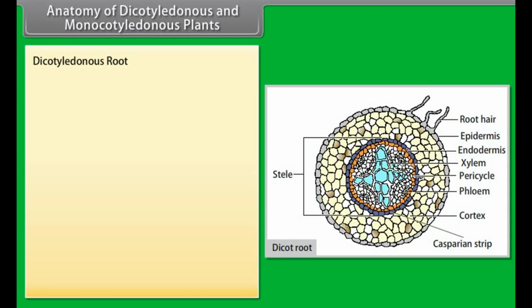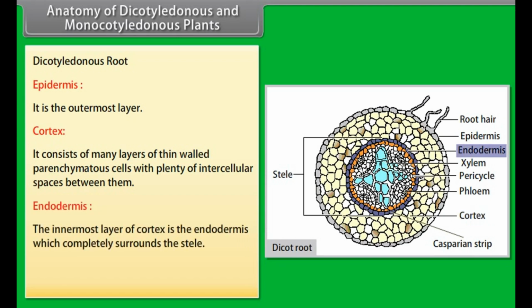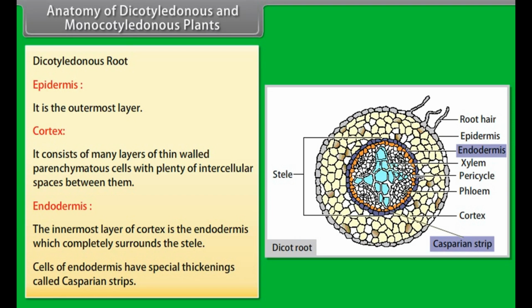Anatomy of dicotyledonous and monocotyledonous plants. Dicotyledonous root. Epidermis. It is the outermost layer. Cortex. It consists of many layers of thin-walled parenchymatous cells with plenty of intercellular spaces between them. Endodermis. The innermost layer of the cortex is the endodermis, which completely surrounds the stele. Cells of endodermis have special thickenings called Casparian strips.